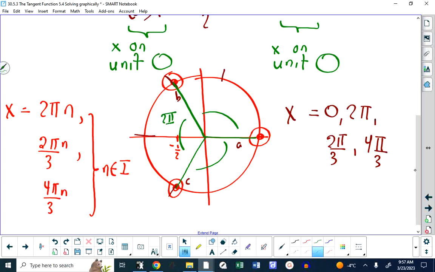So what we could do is, instead of saying everything that I've written in red on the left, if you recognize that these are all separated by 2 pi over 3, you could just say x equals multiples of 2 pi over 3. Because the first one is 0, so you just go 0 plus multiples of 2 pi over 3.